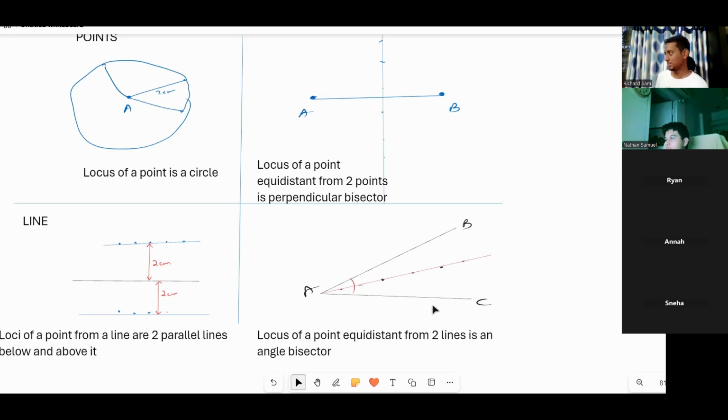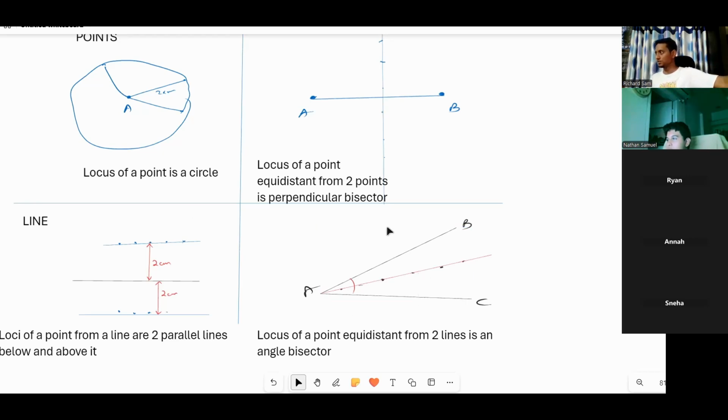Perpendicular bisector. Locus of 2 lines is? That's all. Okay, now coming back to the left side, which is not very important. Locus of 1 point is what? Locus of 1 line is? 2 parallels. 1 point, 1 line. 2 points, 2 lines. Clear?